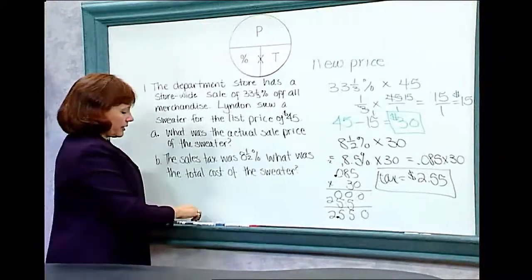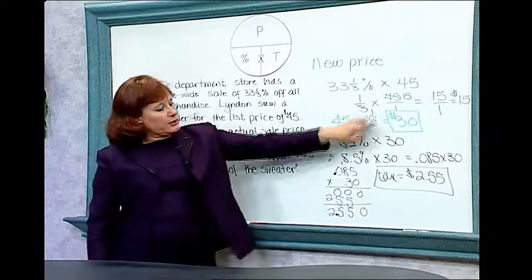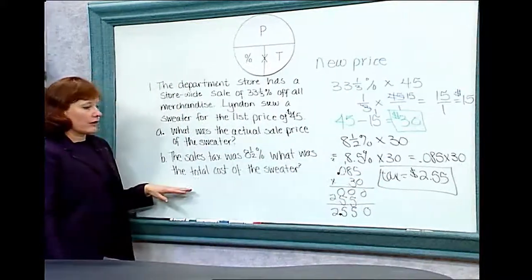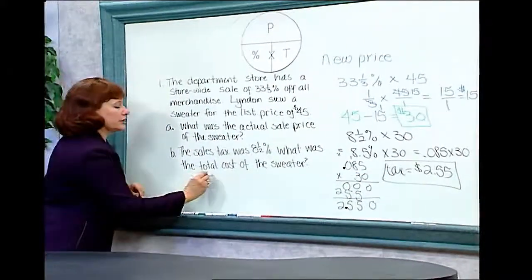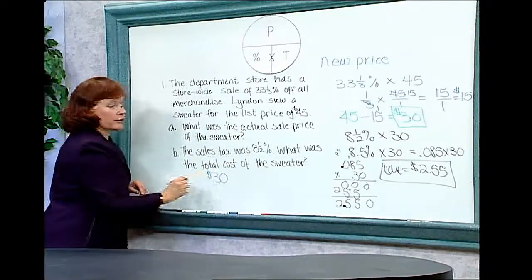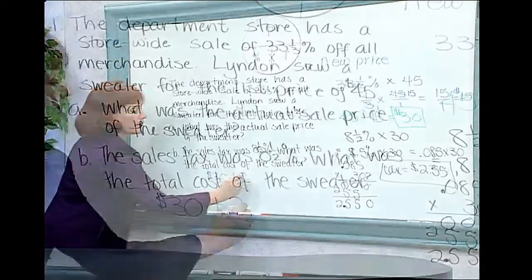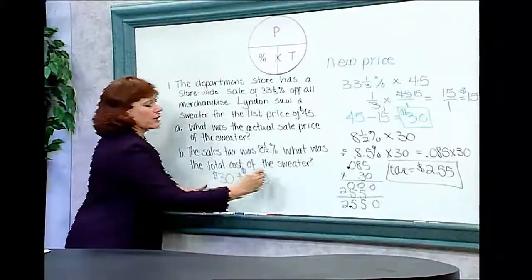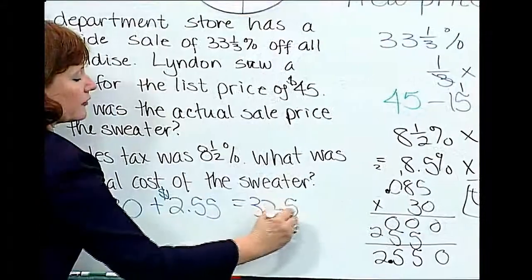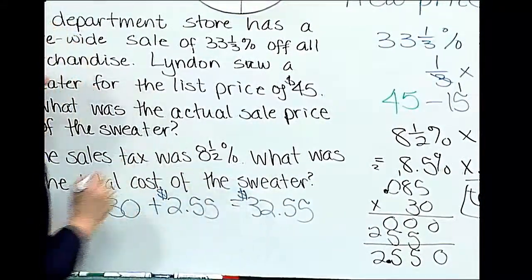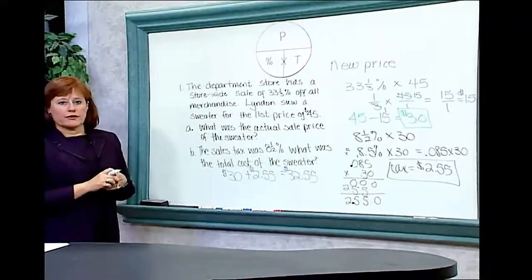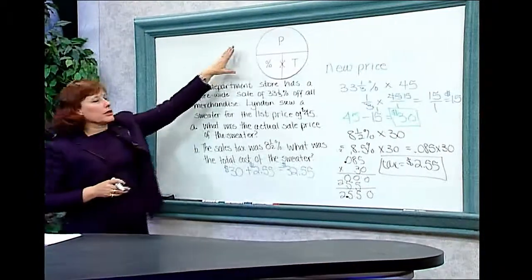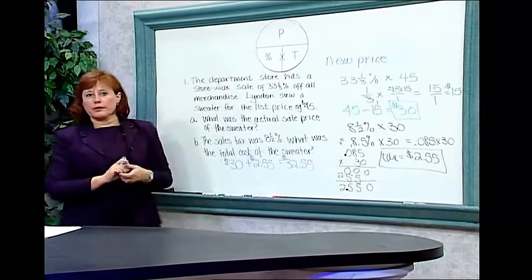So the new cost of my sweater is $30, and it will have a sales tax of $2.55. In order to figure out the total cost of the sweater, I'll need to write the new cost of the sweater plus the tax. So the total cost of the sweater will be $32.55. Even though this problem had several steps, it was easy to figure out. You have all the skills that you need to do this, and you also have the percent circle to help you through the problem.